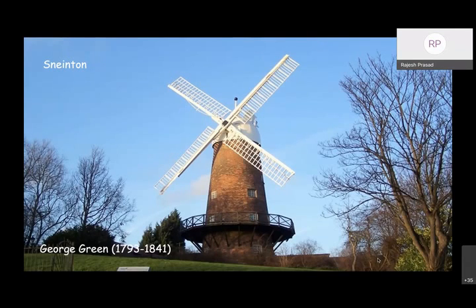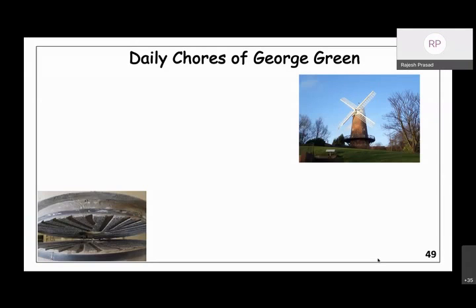And he was working and helping his father. He didn't go to school. No formal schooling at all. Maybe for a year or so, he went to some church school. But after that, no schooling. Help your father with the windmill. And how did he help? So let us look at that story.